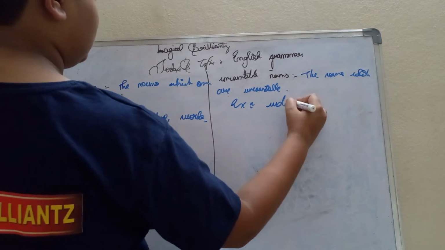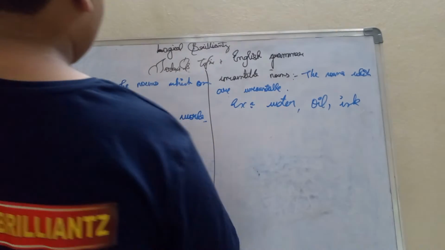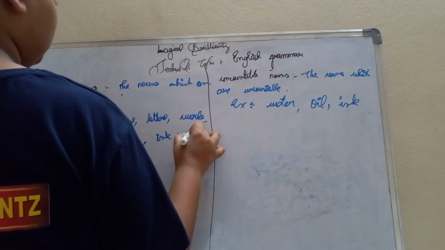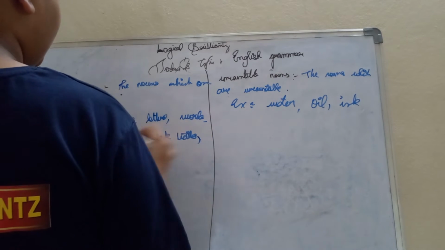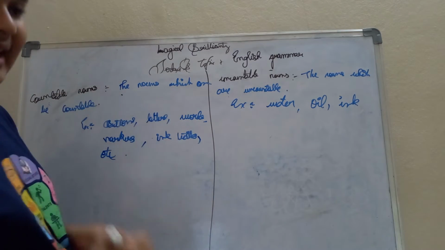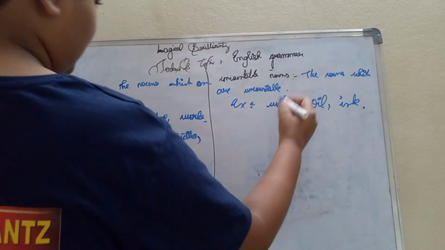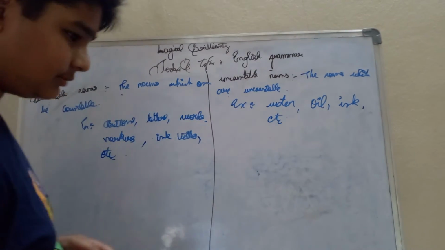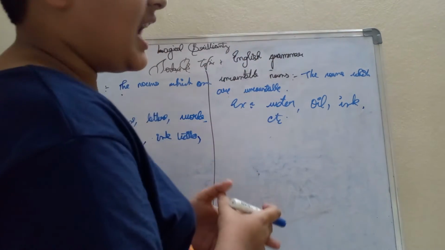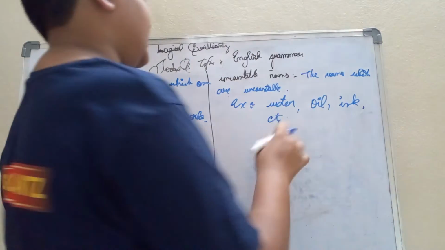And uncountable nouns. Example, water, oil, ink. We can count ink bottles but not ink. Yes. Water, oil, ink, etc. So these are the nouns. Uncountable nouns are the nouns which can't be counted, like water, oil, or the fluids.